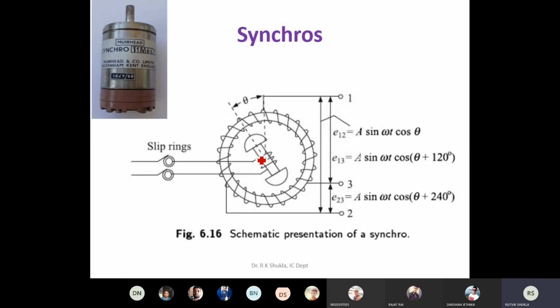Generator. Yes, it's very correct. The construction of the synchro is just like the generator.